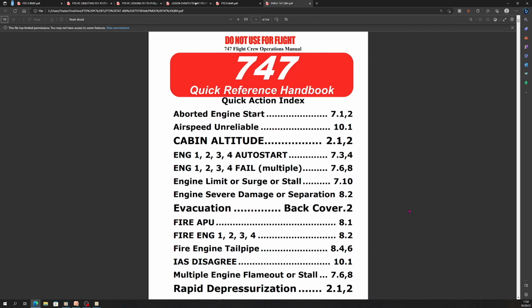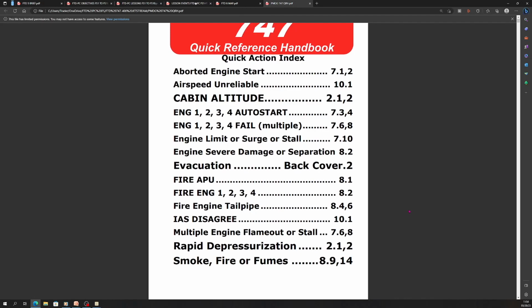Let's take a look at this. So if we got an engine auto start message, we would again identify it. Let's say it's engine 1 auto start. So we'd identify it, engine 1 auto start, and then we do the memory item. Fuel control switch number 1, cut off. That's basically what we do. And then we would go to the engine auto start checklist.